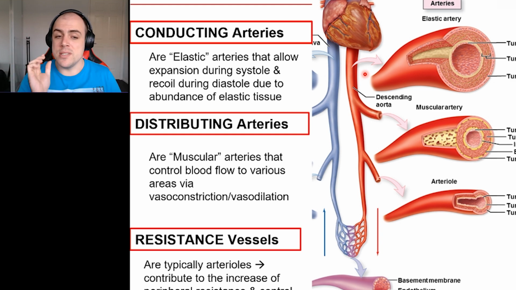consistent blood flow. Our distributing arteries control the degree of blood flow that goes to particular areas of the body. This is very important because we do not want 100% of our blood going to 100% of our body all the time. That's a massive waste of energy and resources. So what our body can do is undergo vasoconstriction or vasodilation to control where the blood is going.